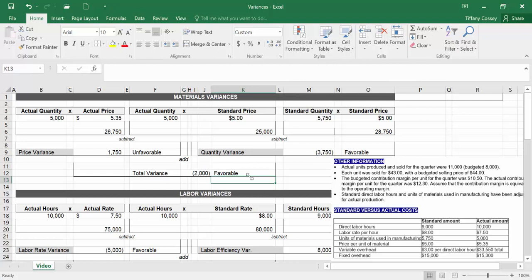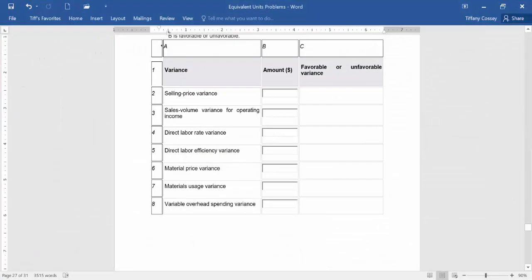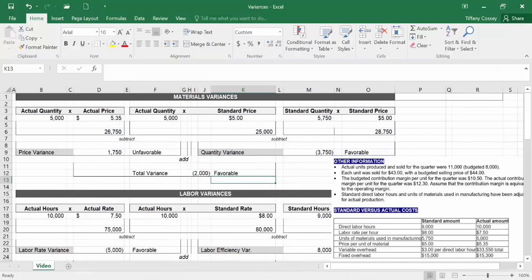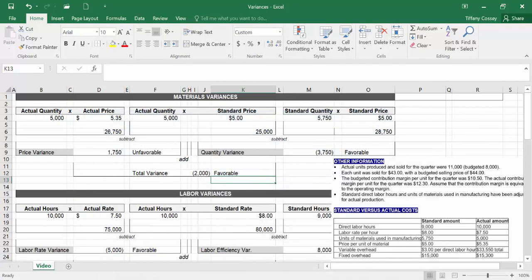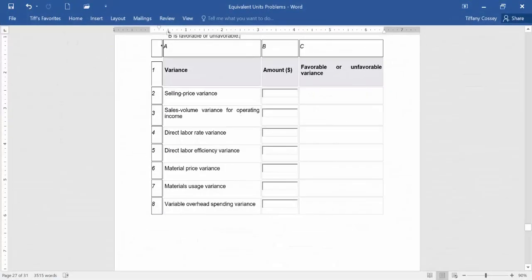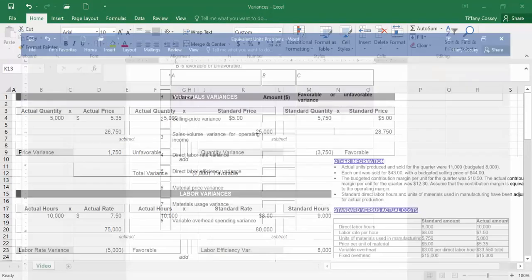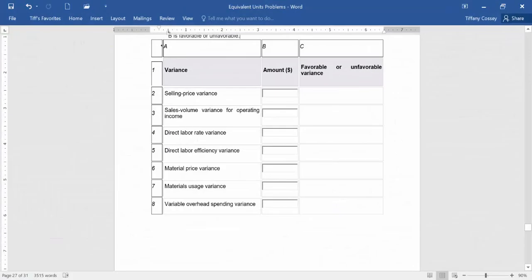All right, but if we flip back over to our problem, it says materials price variance, and the materials price variance is $1,750, unfavorable. And then materials usage variance, 28,000, nope, wrong line, negative 3,750, favorable. And finally, it wants our variable overhead spending variance. So we'll go back over here and calculate that.